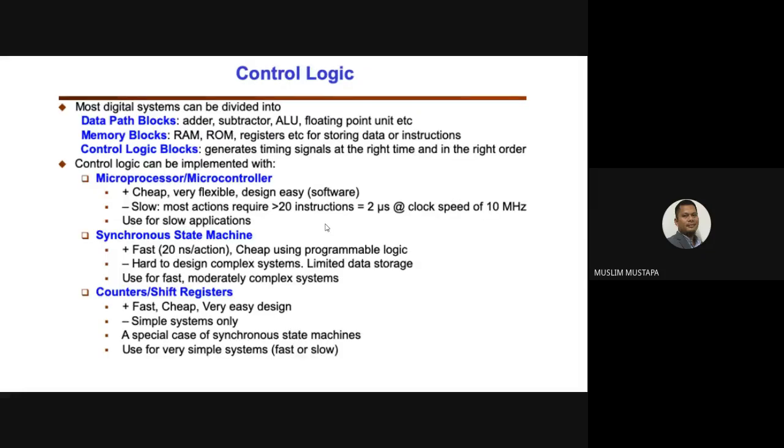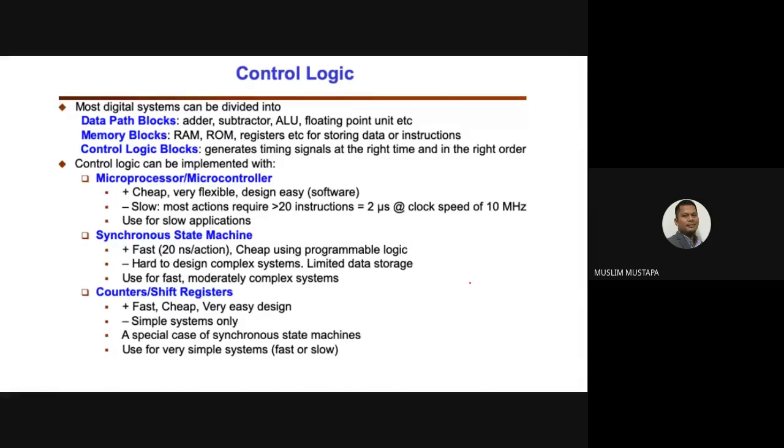Okay, now we'll go into what control logic is. Before we go into control logic, the first thing we have to know is that most digital systems can be divided into three categories or three different functions. The first one is data path blocks, the second one is memory blocks, and the third one is control logic blocks. All right. Okay, the first one is the data path block, where the data is going to be passing by.